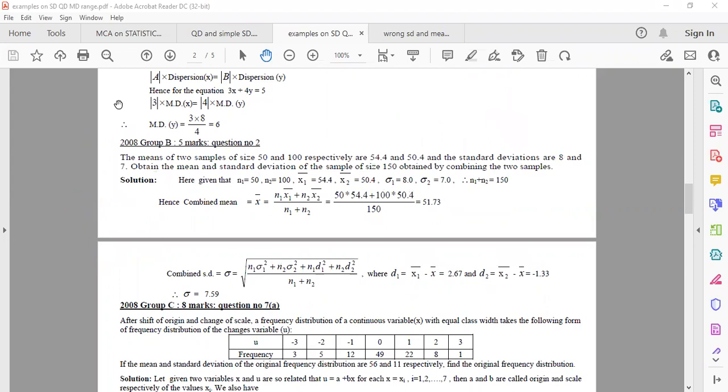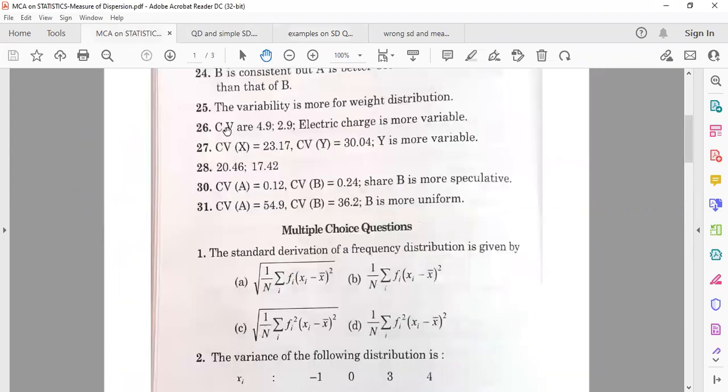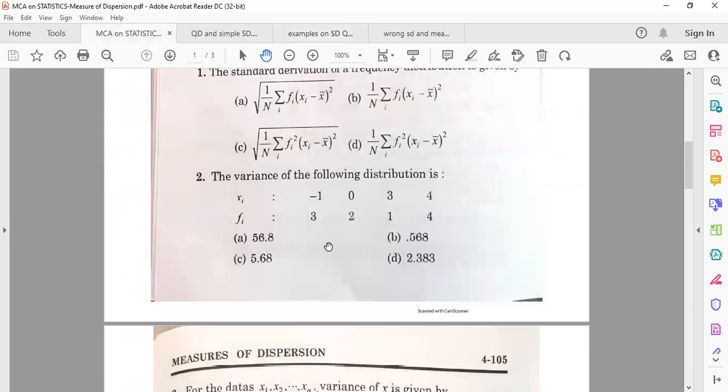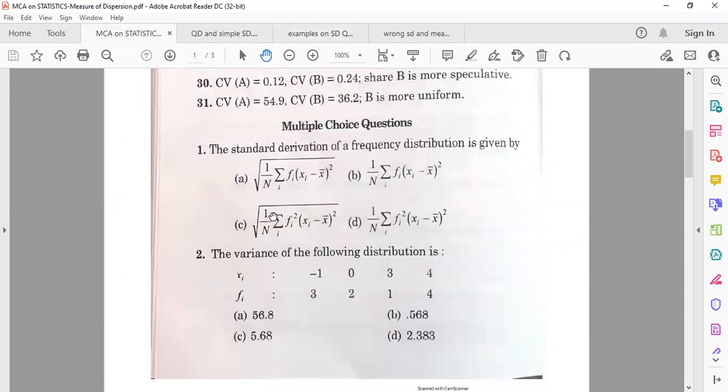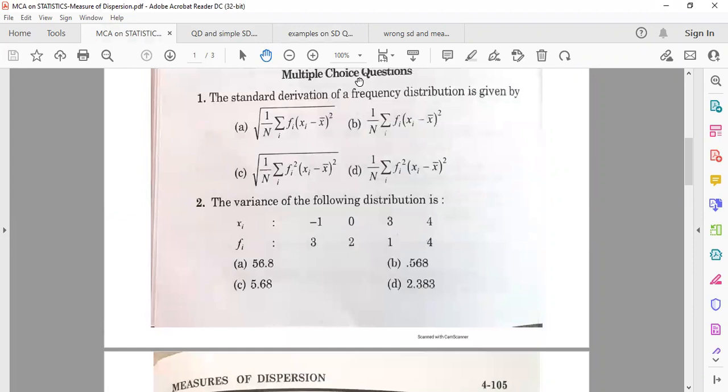Now we go for some MCQs. You see another term here that is called variance. What is the meaning of variance? Variance is sometimes written as Var x, and it is nothing but sigma square. The standard deviation squared is called variance. I repeat, the standard deviation squared is called variance.